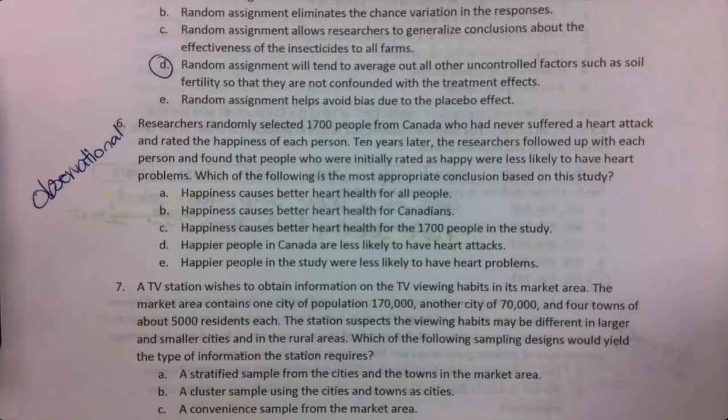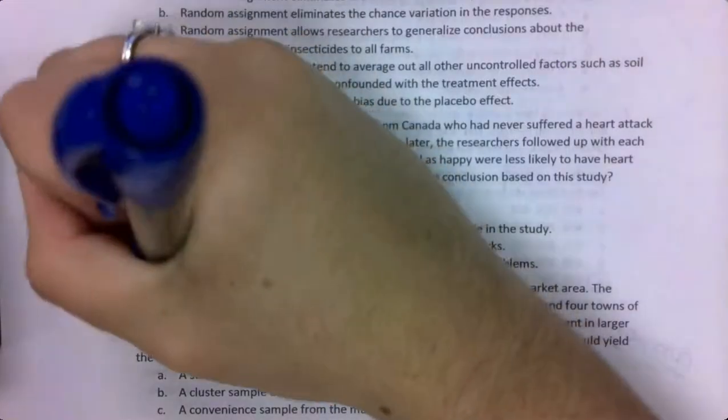So, I need to look at this. Were the people randomly selected? And were they randomly assigned? They were randomly selected, but they were not randomly assigned to be happy or not. So because of that, I can only say that the people in this specific study were less likely to have heart problems.